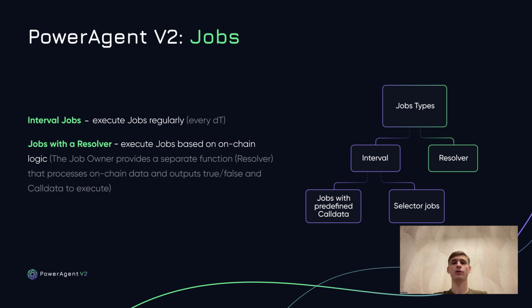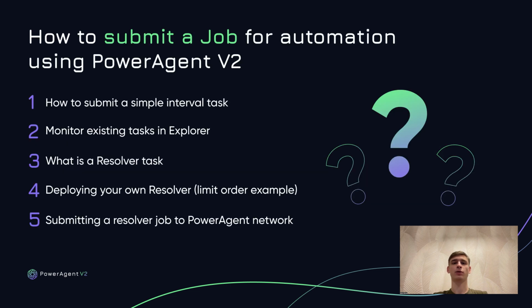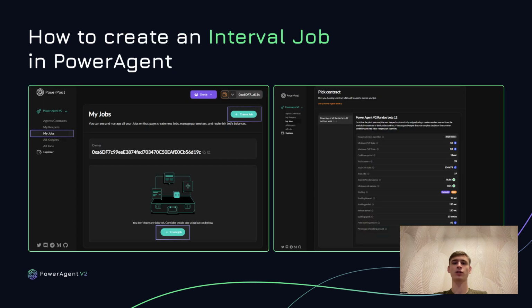And we'll start with the first, most simple example, setting up a predefined call data interval job for harvesting yields on a DEX. It is extremely simple. You go to the Power Agent UI, connect your wallet, choose the network, and press Create Job in the My Jobs section. There you will be prompted to select the agent contract. You can see its specifications there. Just click the latest contract, it will be on the top, and press Create Job.